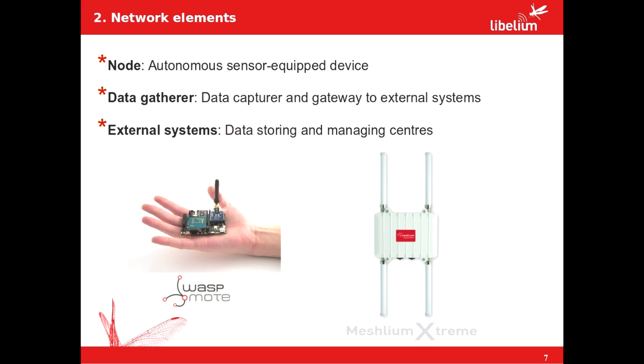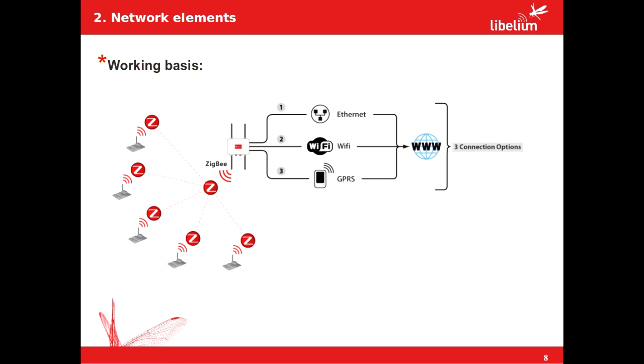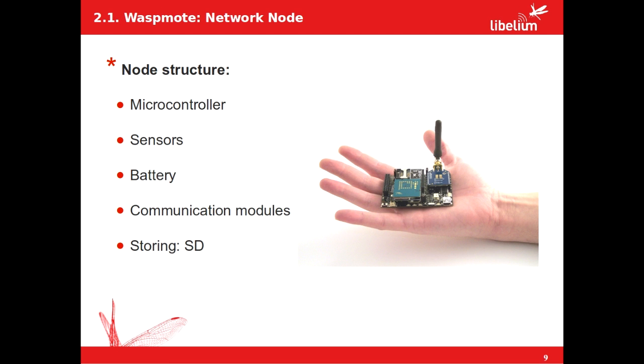Libelium provides both node and data gatherer. The Waspmote device is the node of the network, and the Meshlium device is the data gatherer of the network. This way, you can see the working basis of a sensor network. On the left side, you can see the different Waspmote devices measuring sensor values. They transmit information to the Meshlium device, and Meshlium transmits the information to external systems using Ethernet, Wi-Fi, or GPRS connections. In this slide, you can see the appearance of the Waspmote device.